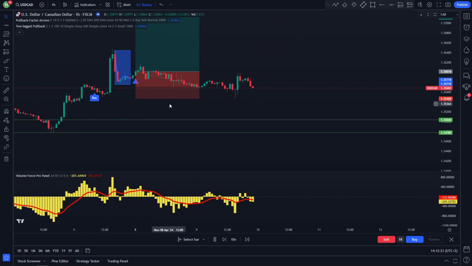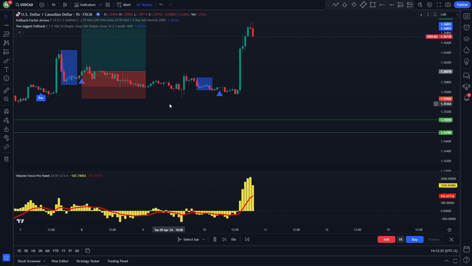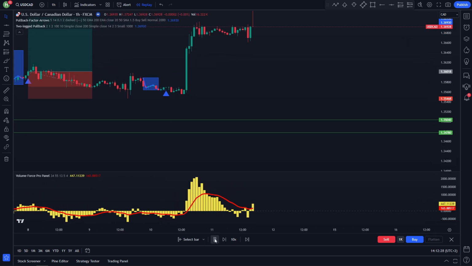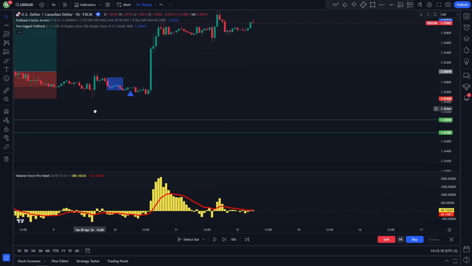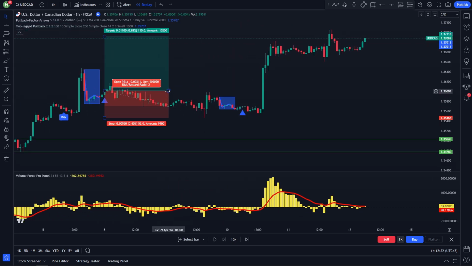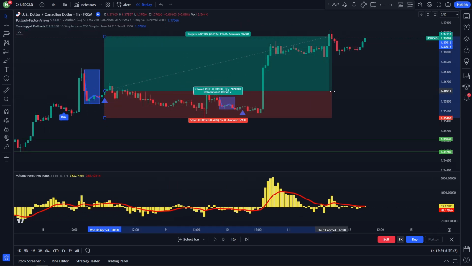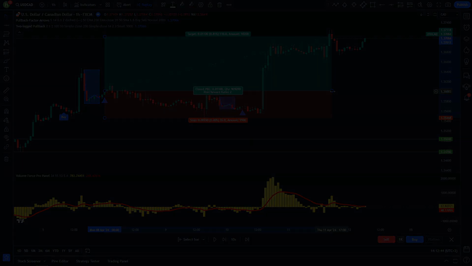By combining the pullback factor, two-legged pullback, and Volume Force Pro indicators, we gain a holistic view of market momentum and capitalize on lucrative opportunities. Through strategic adjustments and adherence to both entry and exit rules, we can navigate the complexities of pullbacks with confidence.